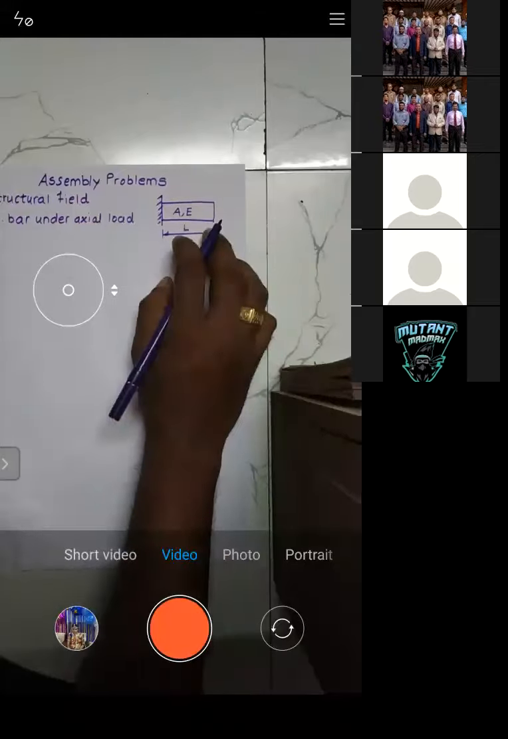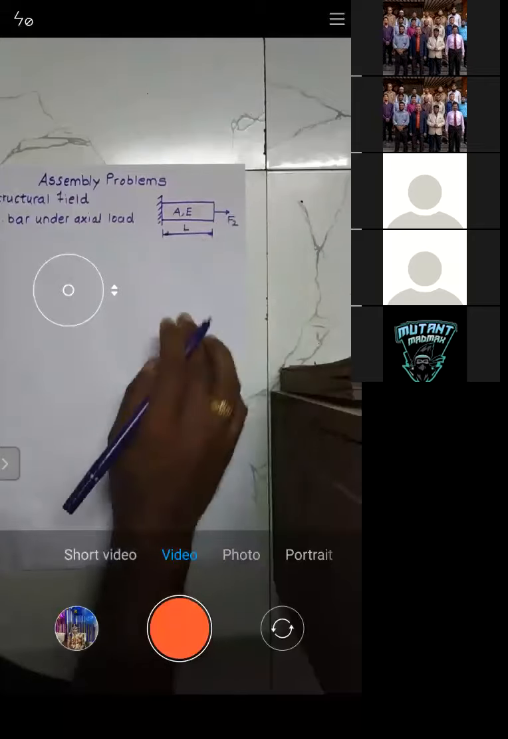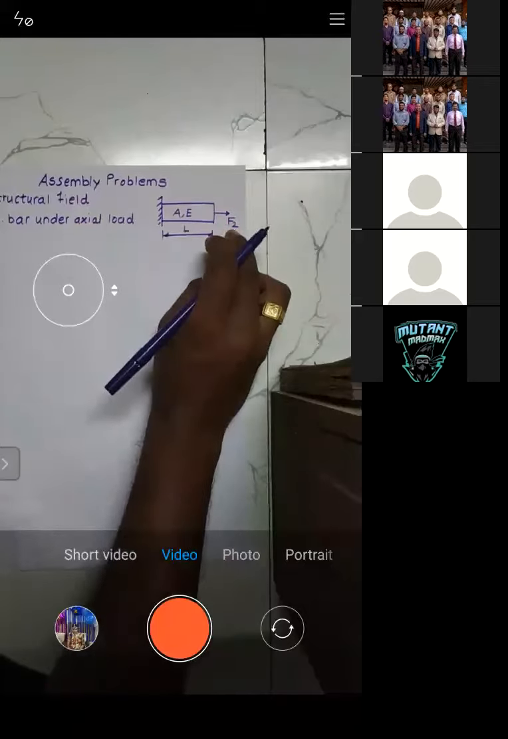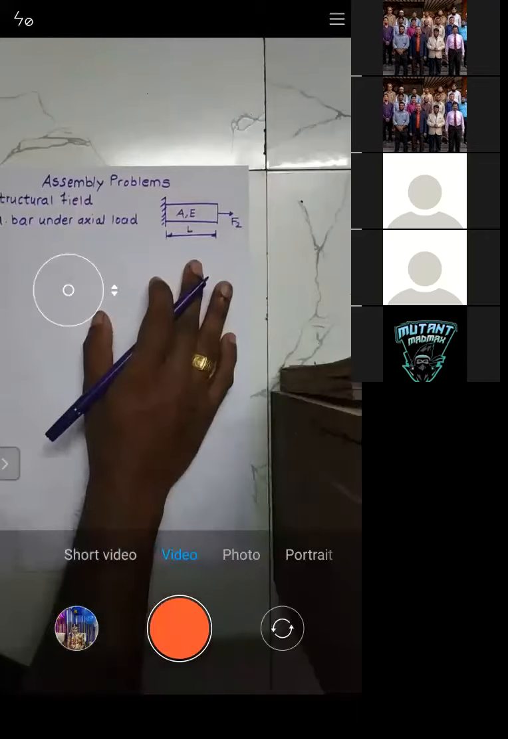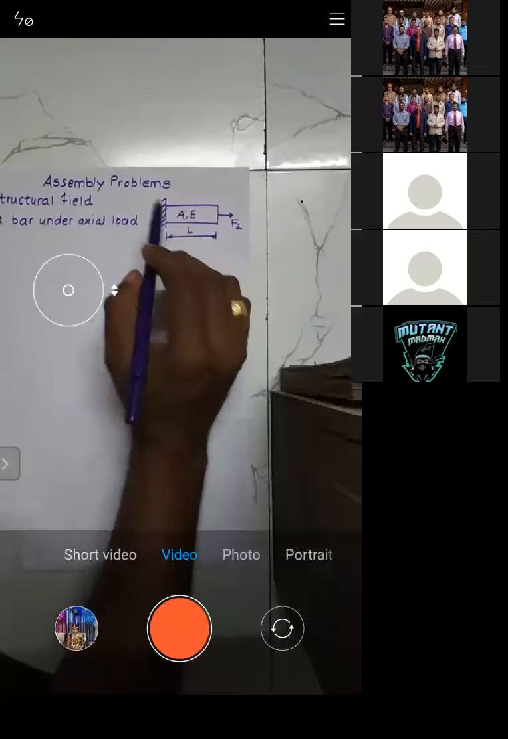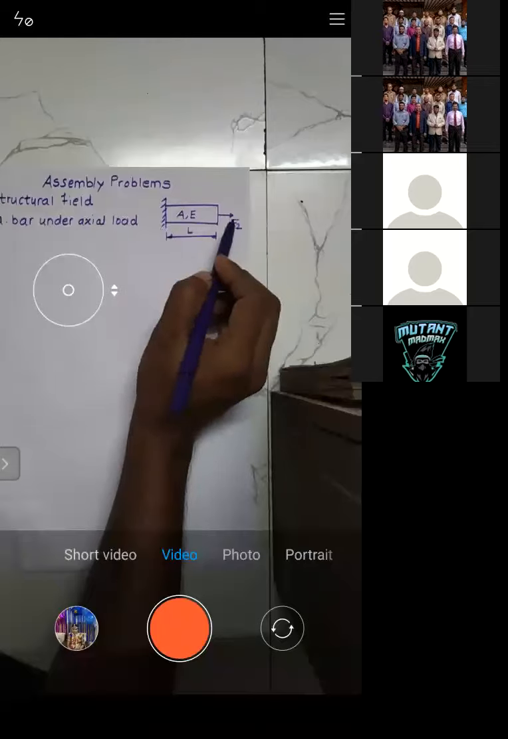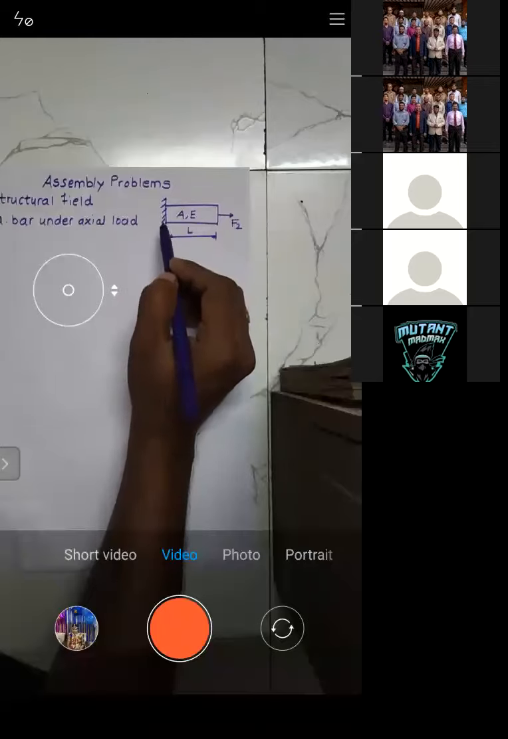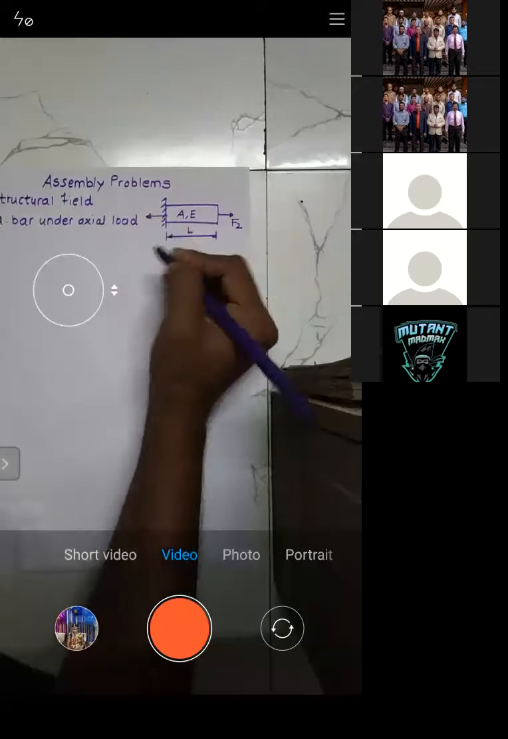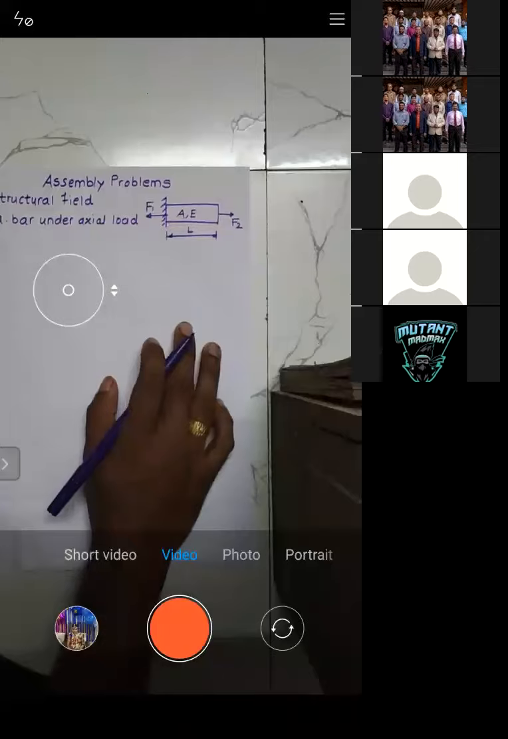To this particular bar, let's say you apply some force F2. So what happens when you apply the force F2? A reaction will be generated at the fixed end. What is the magnitude of the reaction? The reaction generated at this fixed support has the same magnitude as F2, but its direction is opposite to F2. Let me call this reaction F1.